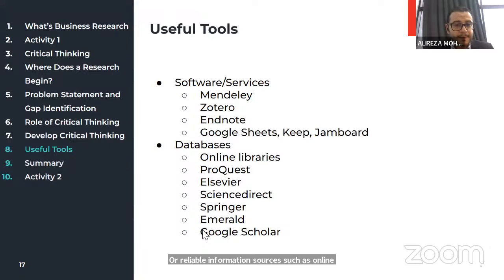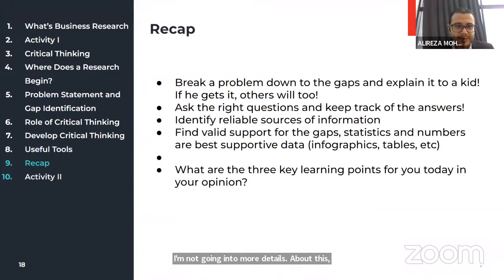And most importantly, you need reliable information sources, such as online libraries, university online libraries, or databases such as ProQuest, where you can access millions of scholarly articles and published theses, master's, DBA, PhD, and so on in different fields. And other databases such as Elsevier, ScienceDirect, Springer, Emerald, and Google Scholar. I'm not going into more details about this, but I'm going to keep it in case anyone has questions.